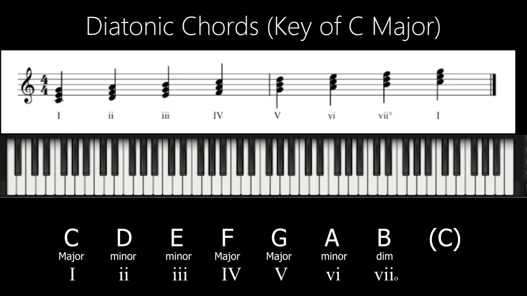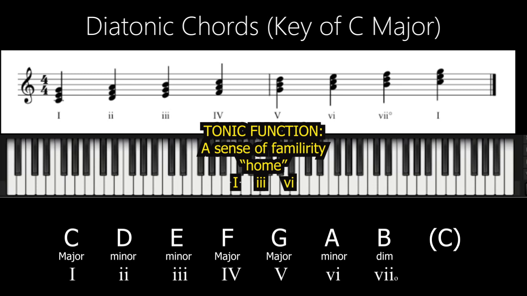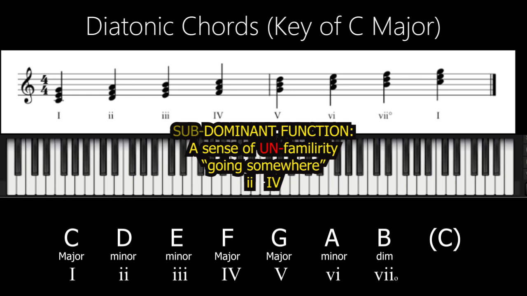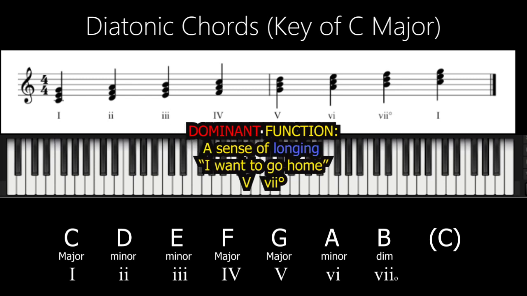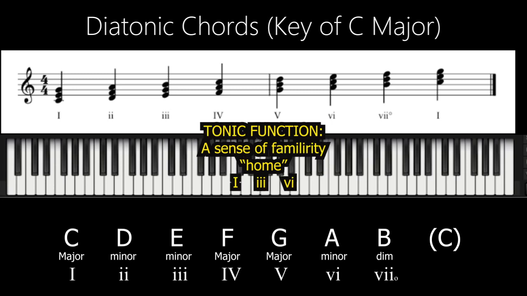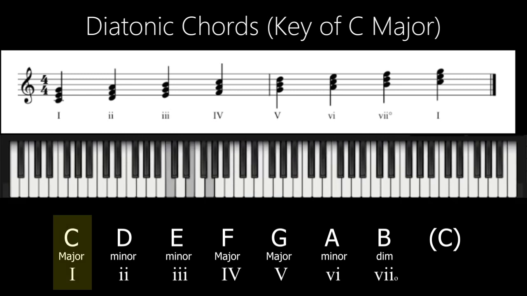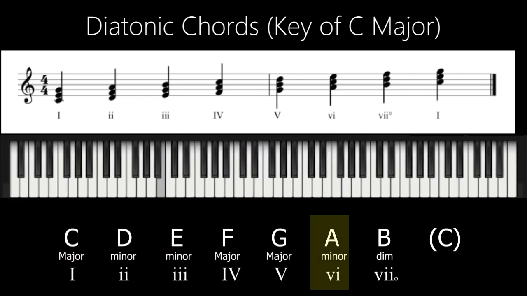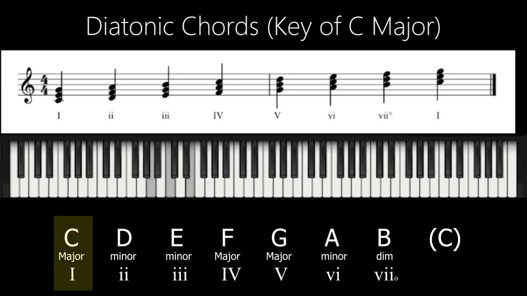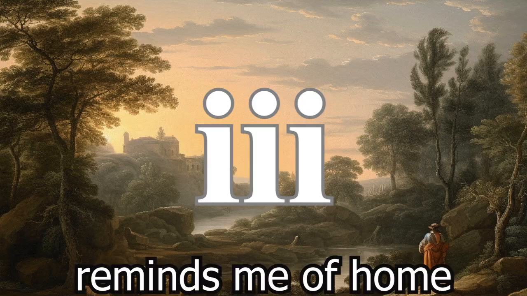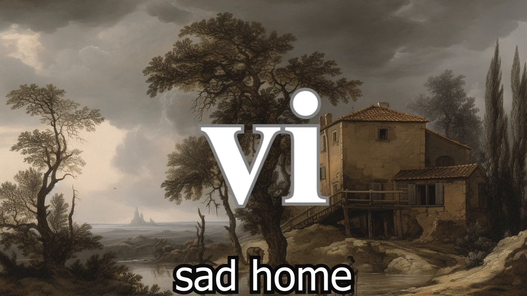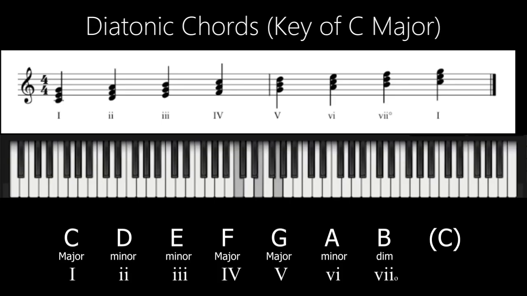So the different functions of these chords, essentially they can do one of 3 things. They can establish a sense of familiarity or home, or they can establish a sense of unfamiliarity, or they can establish a sense of longing. And when I say a sense of familiarity and home, I'm referring to something that in music they call the tonic function. Okay, so 1 chord, 3 chord, and 6 chord. And I'm just playing them in that order. It doesn't really matter what order you play them in. But yeah, this is that function of home.